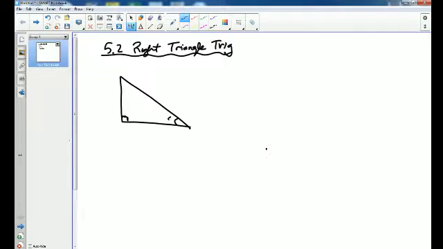So, this is my angle, my reference angle. Sound familiar? That's theta. We have to classify these sides as adjacent, opposite, and hypotenuse. Does that ring a bell? The hypotenuse is always opposite the right angle. It's always the longest side.